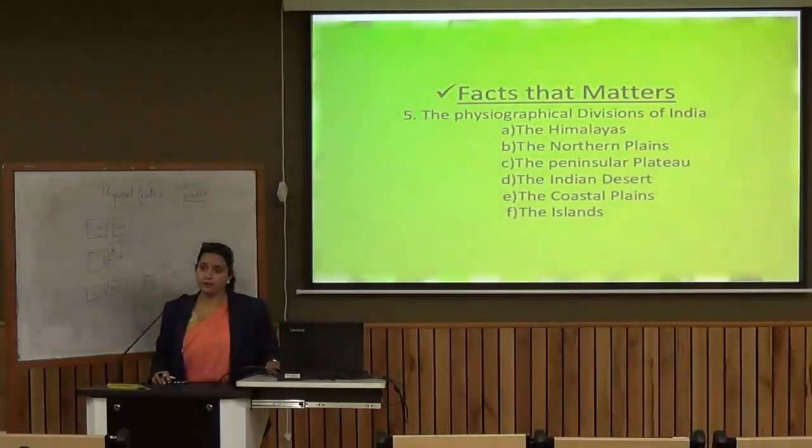And these different plate boundaries give birth to the different types of physical features that are found in our country, that is Himalayas, northern plains, peninsular plateau, India's desert, coastal plains and the island groups. One by one we are going to understand all the different types of physical features of India. First we are going to understand about the Himalayas.